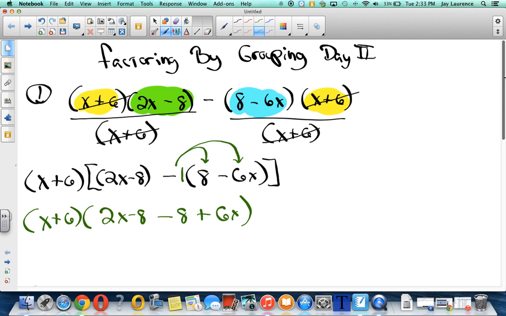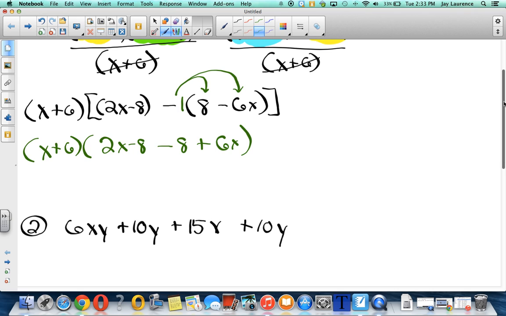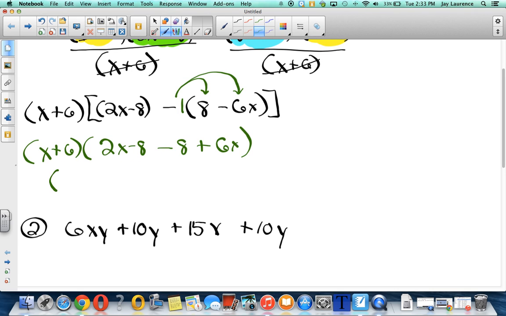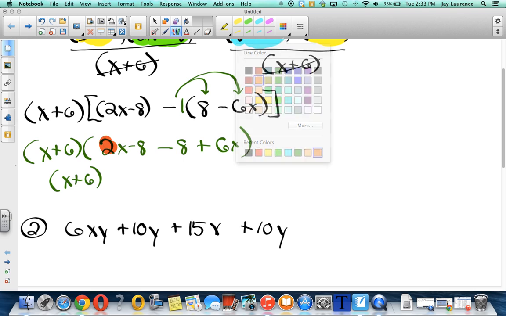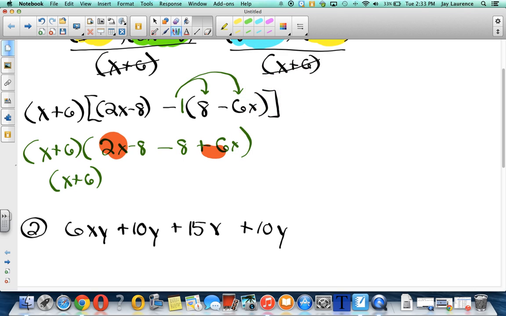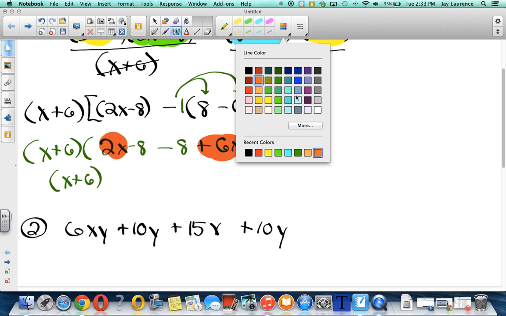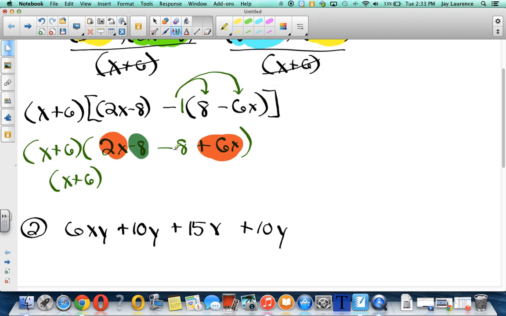All right, and let me see, who should I talk to now? Kristen. Kristen knows that I should combine like terms inside that second quantity. She also knows that I have, let's get some different colors, let's get some orange. She says I got a 2x here and a positive 6x there. And Kevin's going to say, well, I have a negative 8 and another negative 8. And so when I combine those like terms, I'm going to get an 8x minus 16.